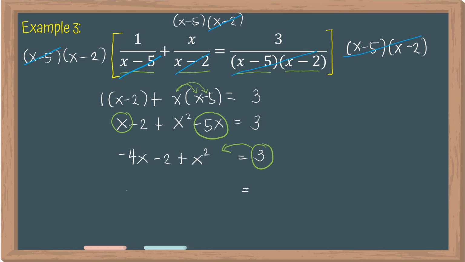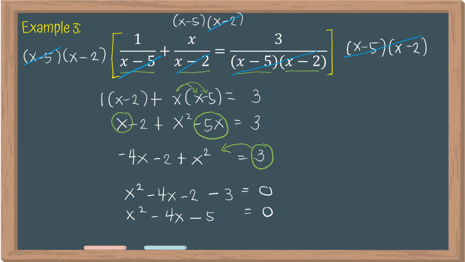writing this in descending order, let's start with x squared, and then we have minus 4x minus 2, and then we have negative 3. Yung 3 natin from the right side is equal to 0. So, we will have x squared minus 4x. So, negative 2 and negative 3 are similar terms. So, that will be negative 5 is equal to 0.